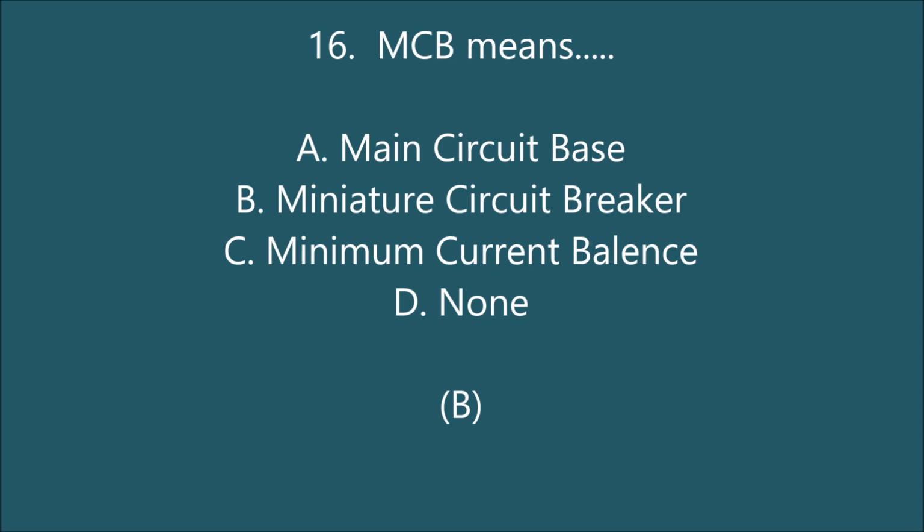MCB means main circuit base, miniature circuit breaker, minimum current balance, none. B is the right answer. Means miniature circuit breaker. During any abnormal condition in the electrical network like overload and short circuit, it automatically switches off the electrical circuit.